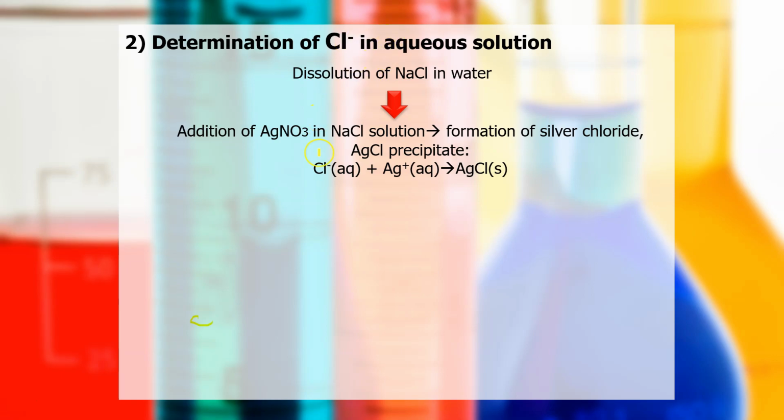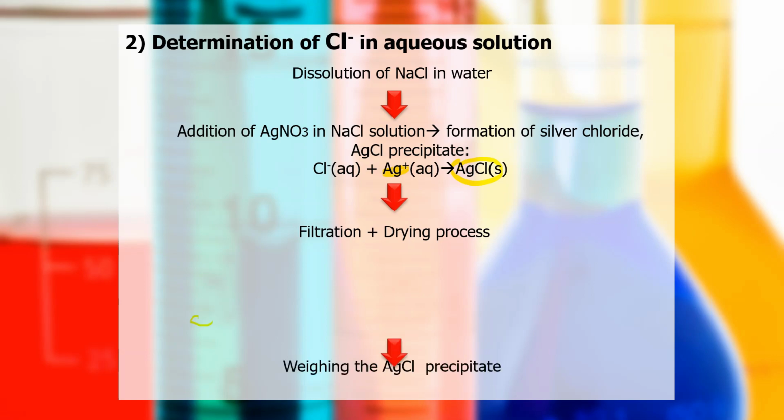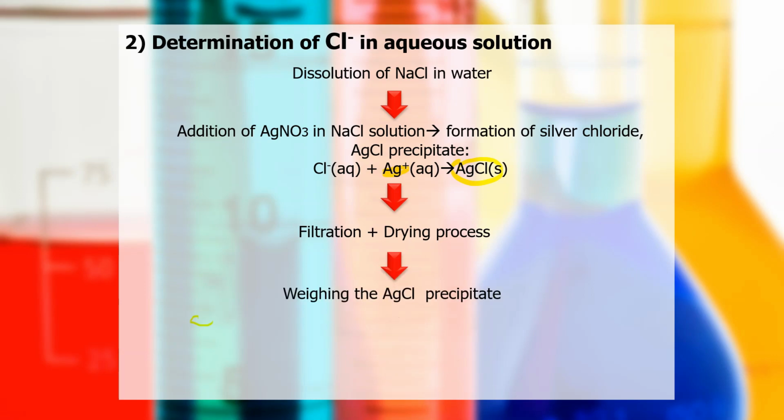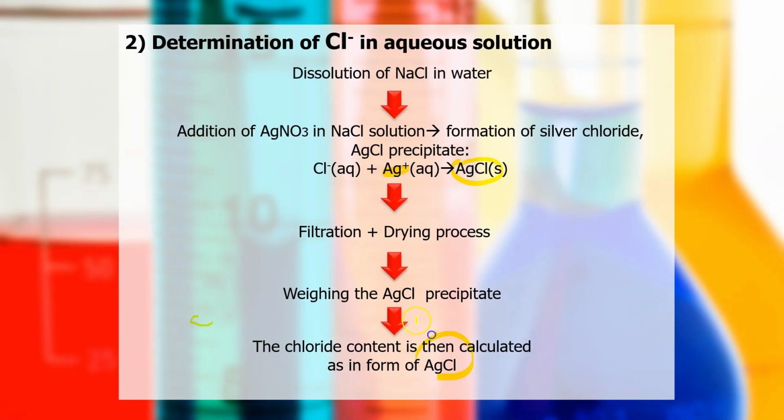So this is the reaction between the chloride ion and silver ion to form silver chloride precipitate. Next, the silver chloride precipitate will go through the filtration and drying process to form a stable silver chloride precipitate. Last but not least, it will be weighed to get the mass, and then the chloride content can be calculated in the form of silver chloride.